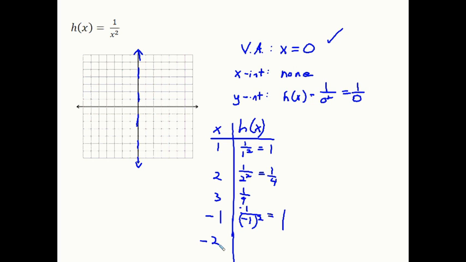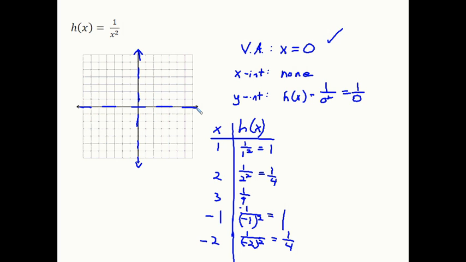-2 is 1 over -2 squared. -2 squared is 4, so this is a positive 1/4. So notice here we'll never get any negative numbers. This is a proper rational function, and so we know the x-axis will be an asymptote.